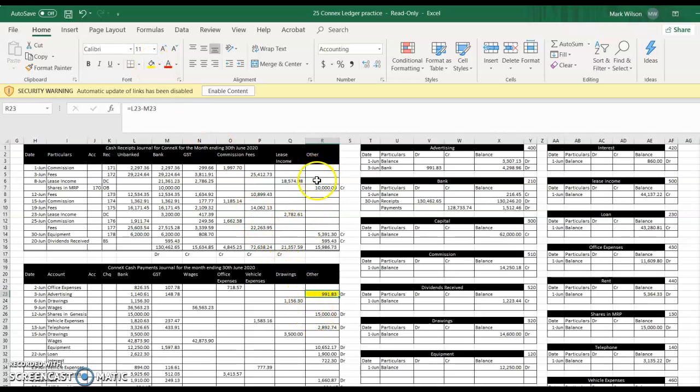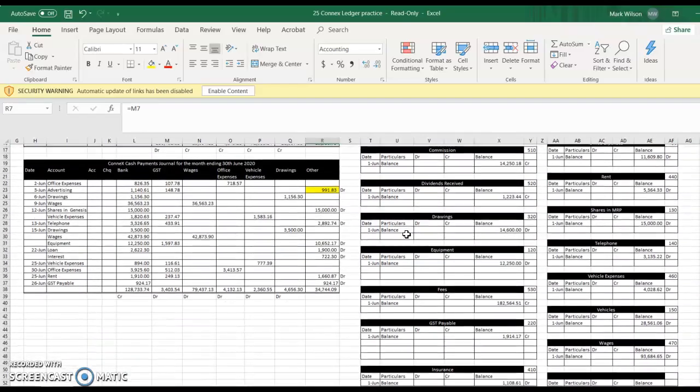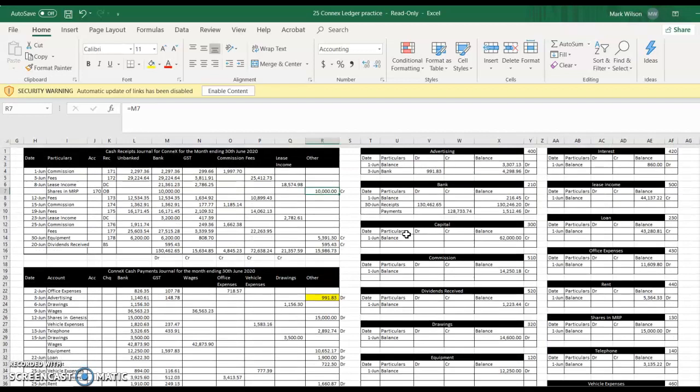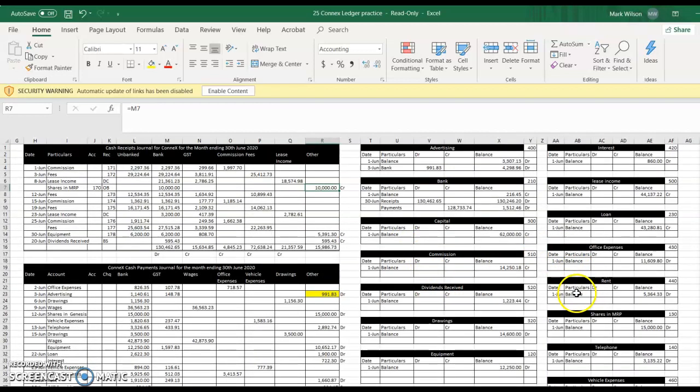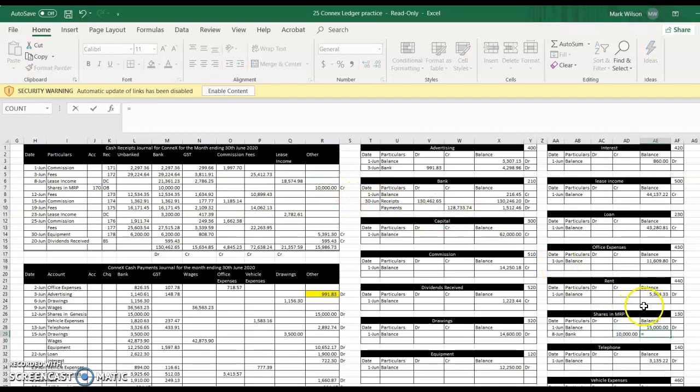Next one in terms of dates is this one. On the 8th, shares in MRP, I'm going to credit them. Shares in MRP, where are you? And the date for that is 8th of June. Bank is always the particulars here. We credit it because we had $15,000 worth of shares, sold 10,000. So now we have 15,000, a debit, minus a credit, they're opposite.